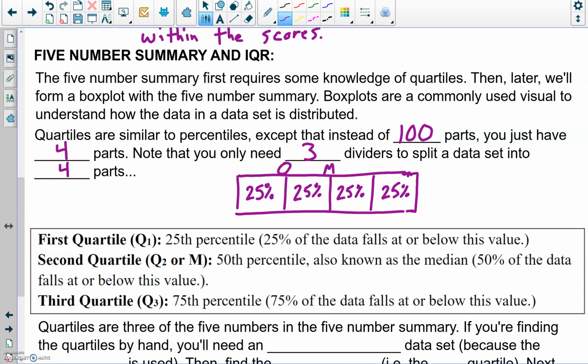And then you have what's called the first quartile, Q1 here, and the third quartile up here. The second quartile is actually the median. So for the first quartile, the 25th percentile, 25% of the data falls at or below the value. The second quartile, the 50th percentile, also known as the median, has 50% of the data at or below this value. And the 75th percentile is the third quartile, and 75% of the data falls at or below this value. In fact, if you look up here again, from here down this way, 25 plus 25 plus 25 is 75%.